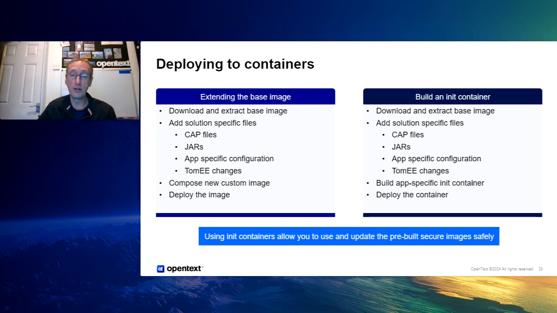However, the newer model that we recommend is to use an init container. Obviously, if you're not familiar with containers, this might sound like gobbledygook. But if you're familiar with containers, you'll understand the difference here: an init container allows you to build a special container that contains all of your customizations, all of your cat files, jars, and things. And it's a separate container that sits alongside the OpenText official container. And when our one starts up, it will read the configuration from the init container and deploy that into the base image.